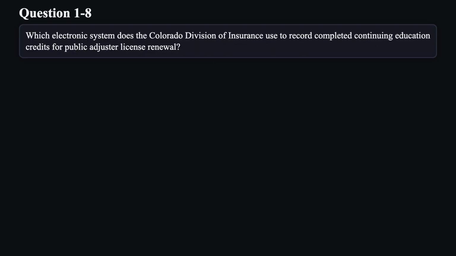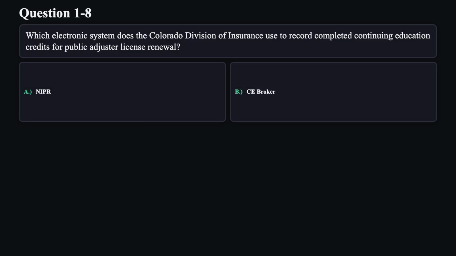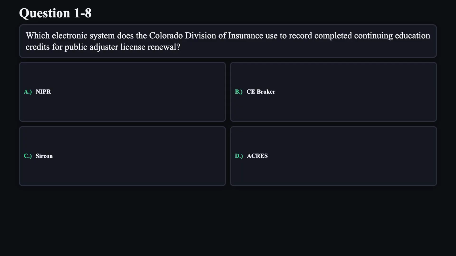Question 8. Which electronic system does the Colorado Division of Insurance use to record completed continuing education credits for public adjuster license renewal? A. NIPR. B. CE Broker. C. CIRCON. D. ACRS.